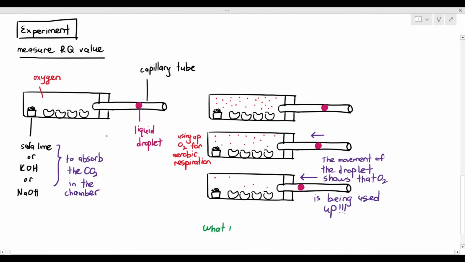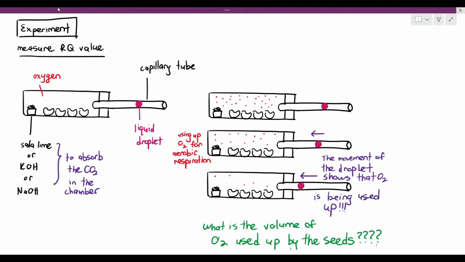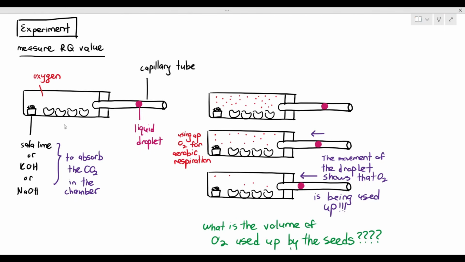How much oxygen, or what's the volume of oxygen that is being used up? Because you can't see the oxygen. You could not count the oxygen molecules, could you? I mean, of course, in my diagram here, you can count the dots, but in reality, you can't do that, right? So how would we measure the volume of oxygen used up by the seeds? The answer is actually quite interesting.